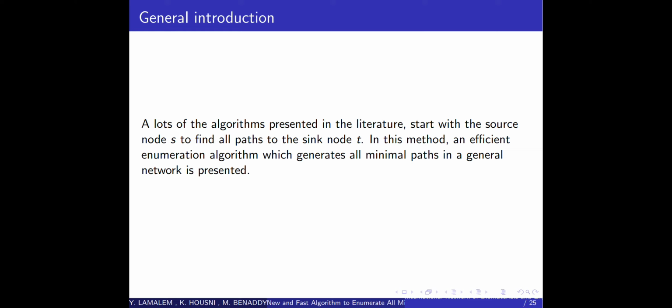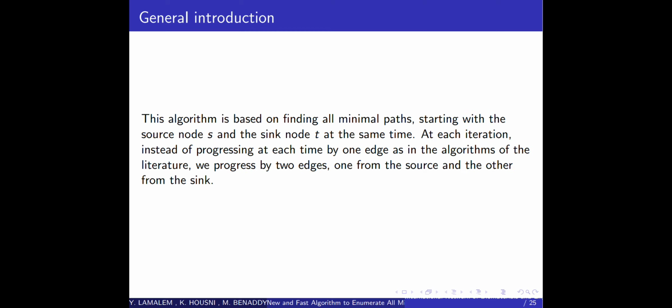A lot of the algorithms presented in the literature start with the source node S to find all paths to the sink node T. In this method, an efficient enumeration algorithm which generates all minimal paths in a general network is presented. This algorithm is based on finding all minimal paths starting with the source node S and the sink node T at the same time. At each iteration, instead of progressing by one edge at a time as in the algorithms of the literature, we progress by two edges, one from the source and the other from the sink.